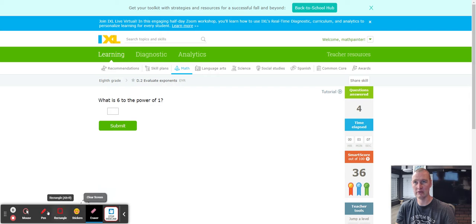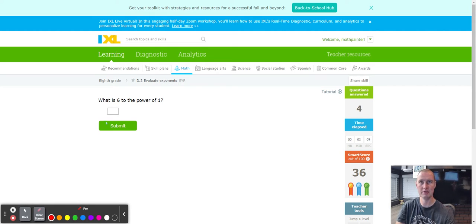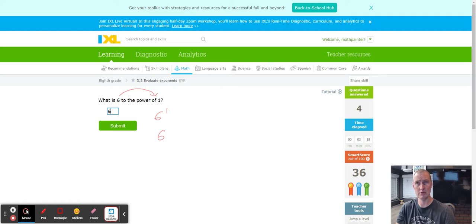All right, now they're going to use some vocabulary. Instead of giving us the number, it's going to be written in a sentence. So the sentence says, what is 6 to the power of 1? Well, 6 to the power of 1 looks like that right there. So 6 to the power of 1 means one 6, which means 6. So anything to the power of 1 is the original base number, which is the 6.